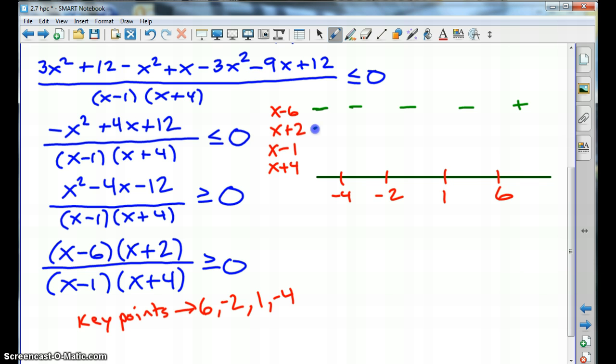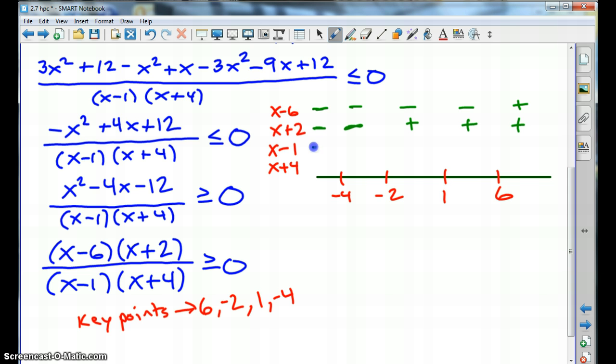It's going to start as a negative when we're below negative 4. When we're between negative 4 and negative 2, it stays the same. But then as soon as I get between negative 2 and positive 1, for example, the number 0, 0 plus 2, that's positive. And it's going to stay positive as we move to the right. Now we'll continue that process.